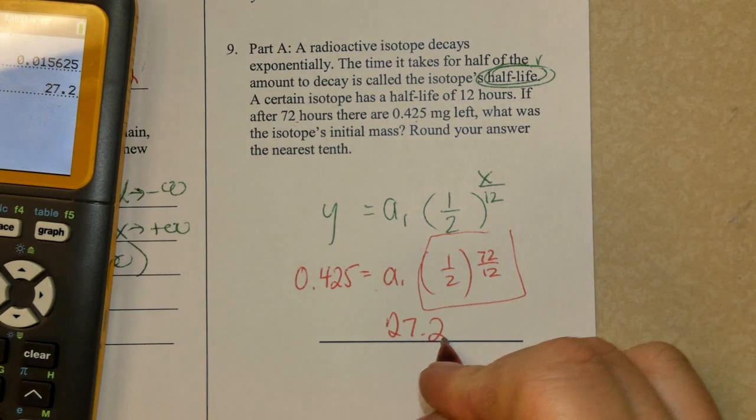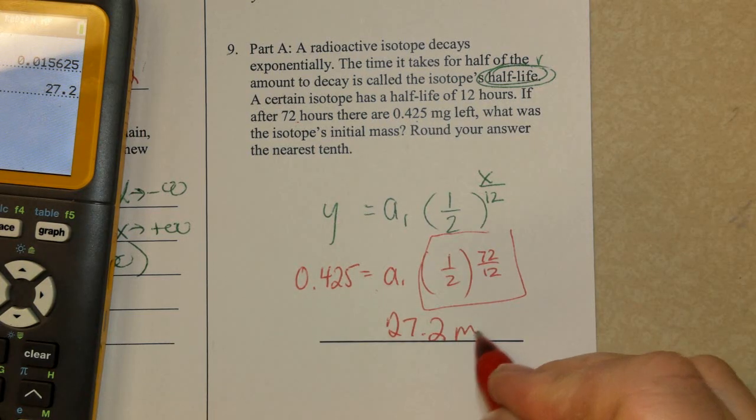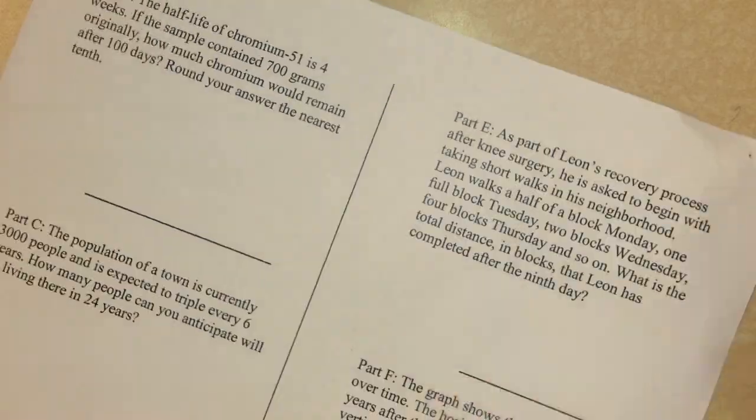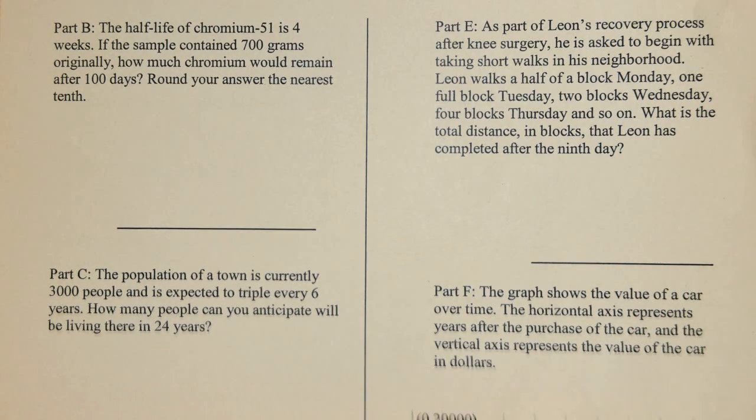Okay, hold on. What are they talking about? The initial mass. Mass is in terms of milligrams. Okay, find number 10. Oops, we're still on 9 part B.